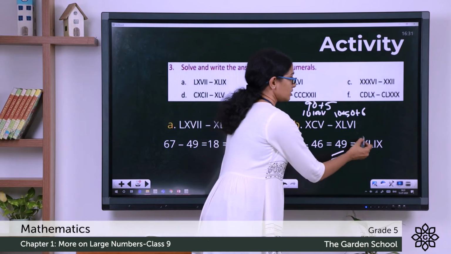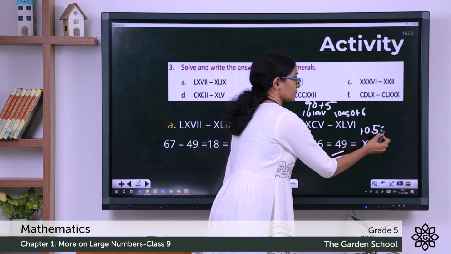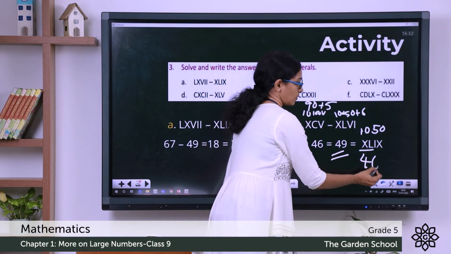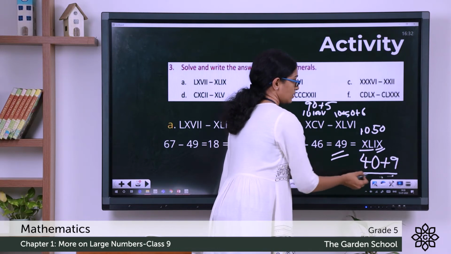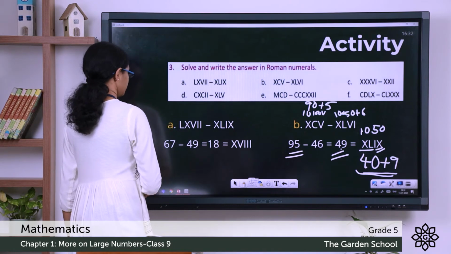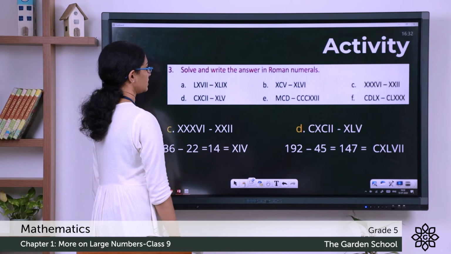Here X represents 10, then L represents 50. So this equals 50 minus 10, 40 plus you have a 9 here. So the equivalent value is 49. Now let's see question number C.